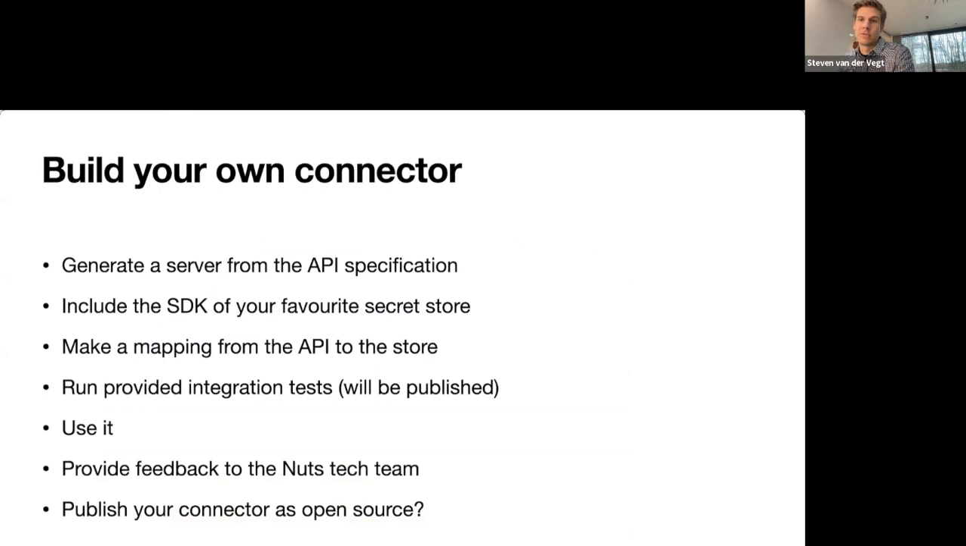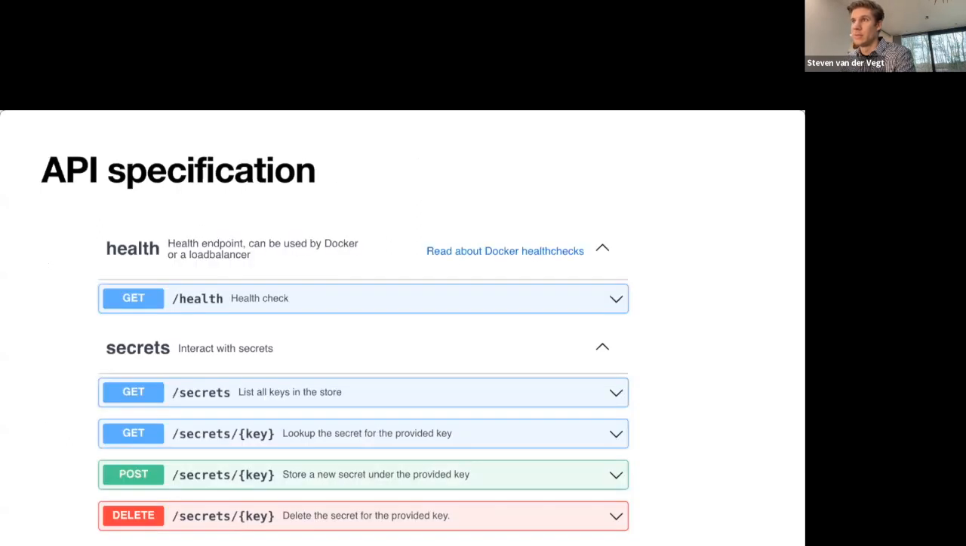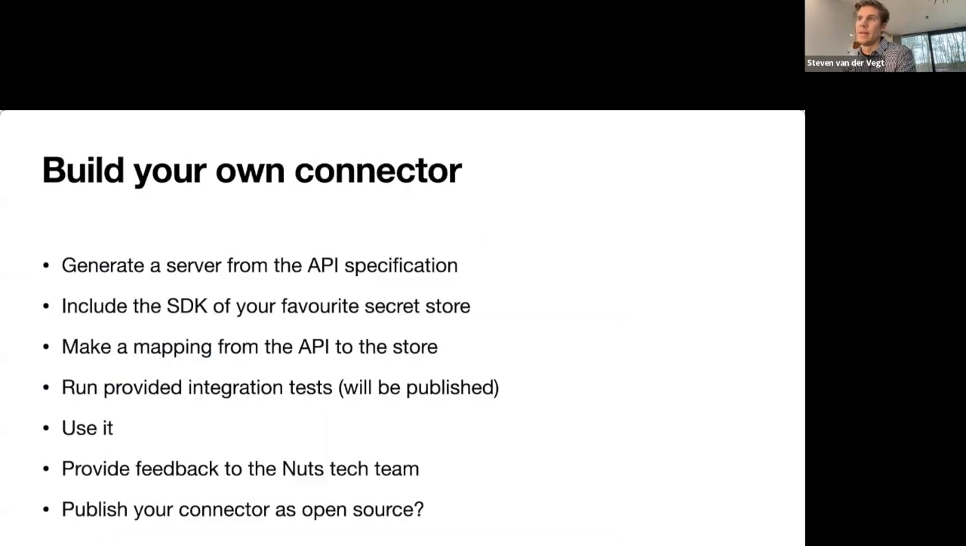So if you want to build your own connector, we encourage that. You have to generate a server from the API specification. You can do this in your language of choice. You include the SDK of your favorite secret store, and then you have to map, of course. These endpoints are quite simple, as you can see. You get secrets, you store secrets. It's built like a key value store, and then you have to make a mapping.